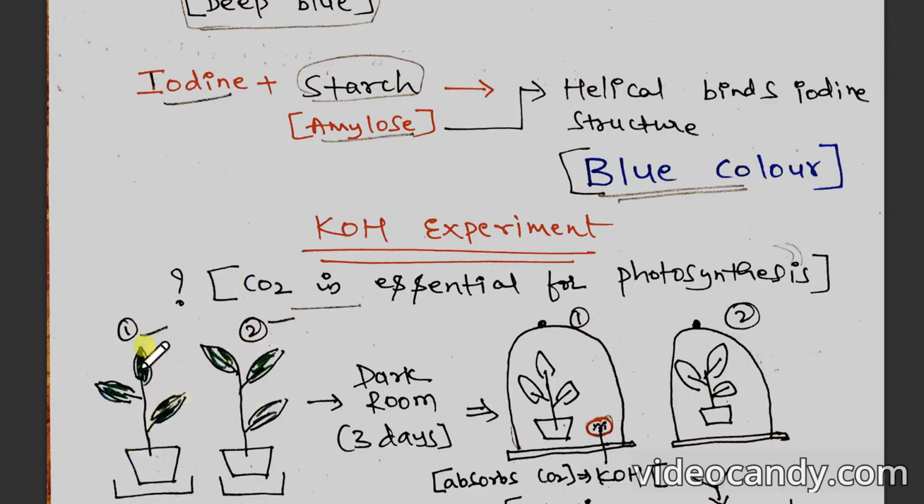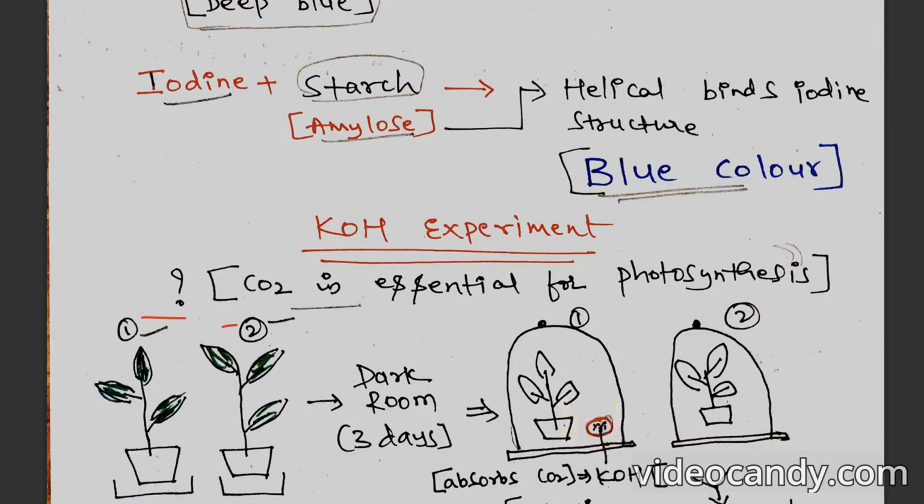So they took two plants, plant 1 and plant 2 with leaves, and again they were kept in a dark room to remove all the starch. After keeping them in the dark room for 3 days, why do they do this? They want to make sure there is no previous starch left, so they are making it zero starch. Later, one plant is kept in a closed jar, the other plant is also kept in a closed jar, but inside the closed jar of plant 1 they kept KOH, a chemical.